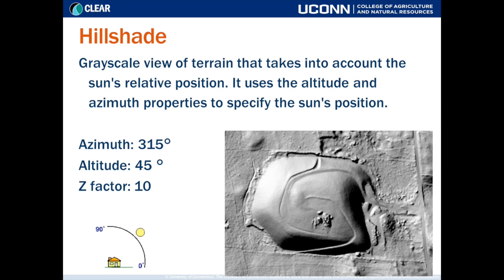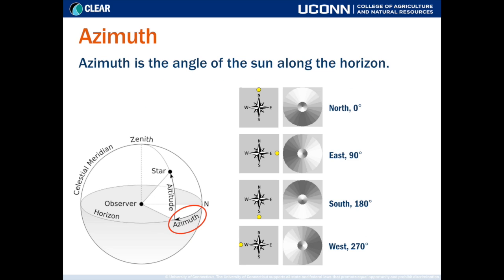Hillshade is a grayscale view of the terrain that takes into account the sun's relative position. So the sun is described by altitude and azimuth to basically highlight and shade the terrain. So let's talk about that a little bit. Azimuth is the angle of the sun along the horizon. So this graphic shows you if the sun is at north, it's going to be lit up here on the top, and so forth around the compass.